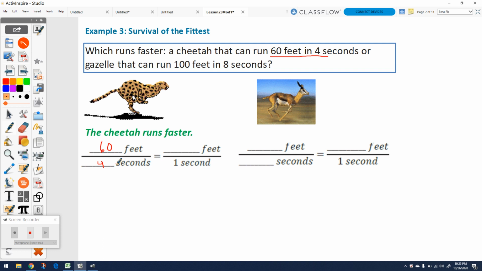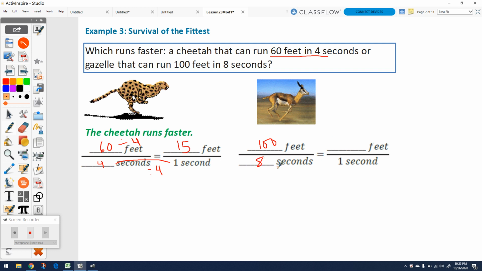How do I get from 4 to 1? I divide by 4. And how do I get then from 60? I have to divide it by 4. And that would be 15. So that cheetah can run 15 feet in 1 second. Well, let's take a look at this gazelle. A gazelle can do 100 feet, but it takes him 8 seconds.